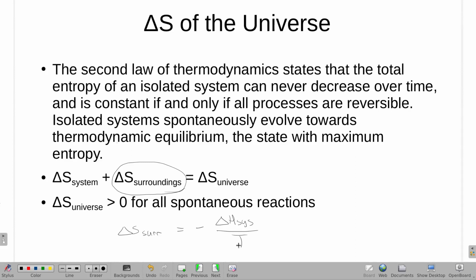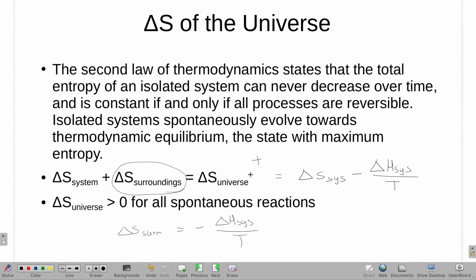Alright, but we got this nice little thing. So we're going to rewrite this equation based on just the delta S of the system and the delta H of the system. We are looking for a situation where this is positive, or these two added up together give us a positive value for a reaction to be spontaneous.